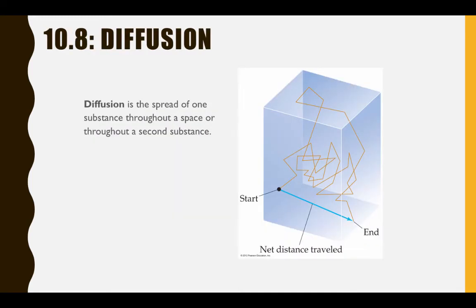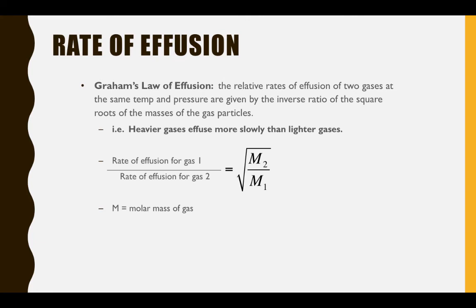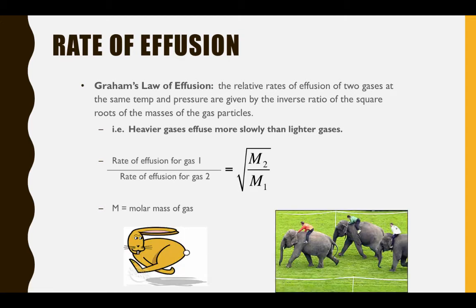Diffusion, on the other hand, is the spread of one substance throughout a space or throughout a second substance. We can quantify the rate of effusion using Graham's law. Graham's law tells us that the relative rates of effusion of two gases at the same temperature and pressure are given by the inverse ratio of the square roots of the masses of the gas particles. The equation is shown here, though you won't actually have to solve this equation. What's important to understand is that heavier gases effuse more slowly than lighter gases.